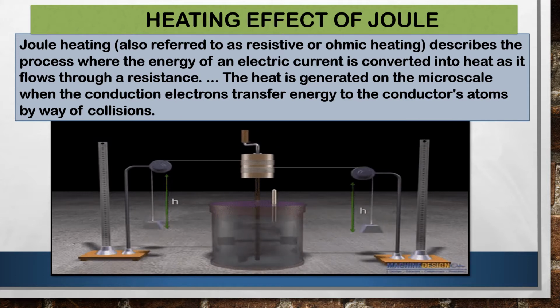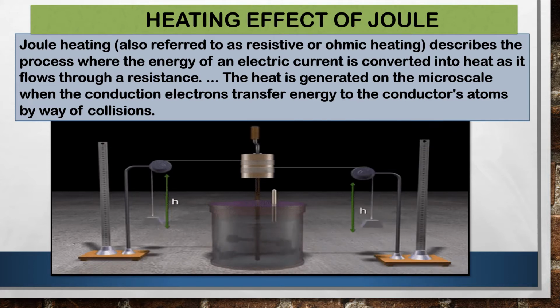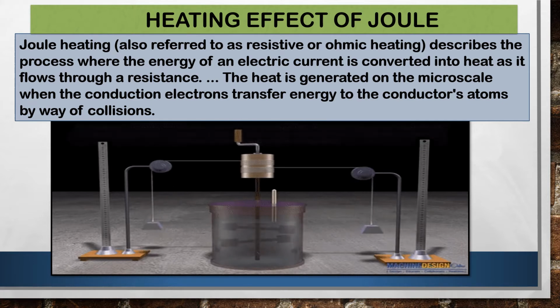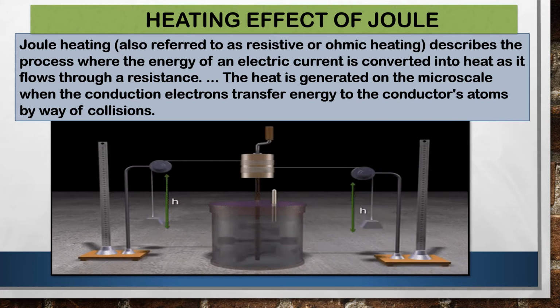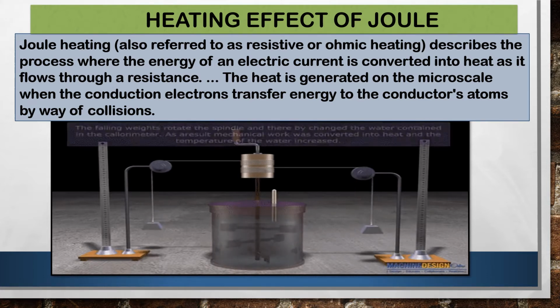Okay, now see this diagram. The falling weights rotate the spindle and thereby churn the water in this calorimeter. This is a calorimeter. As a result, mechanical work was converted into heat and the temperature of the water increased. See, this spindle is rotating. That means this is due to heat energy or heating effect of Joule.